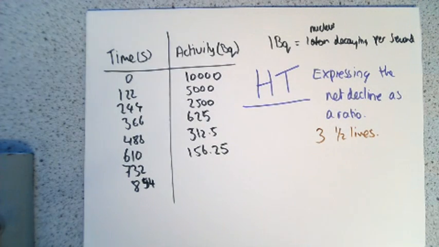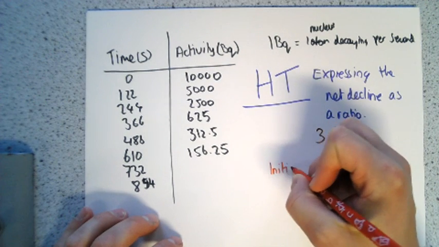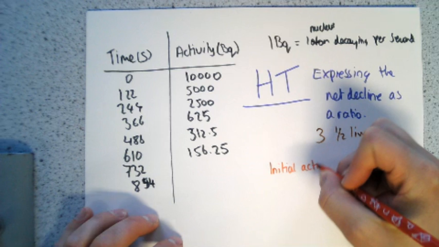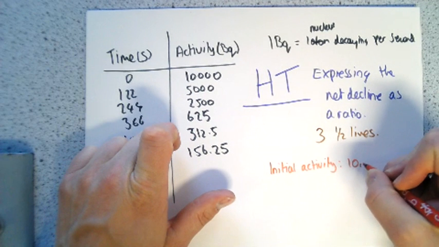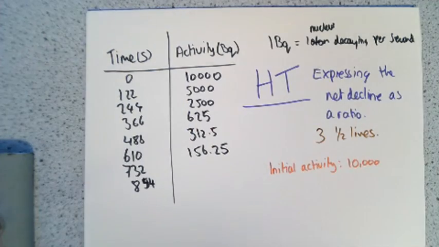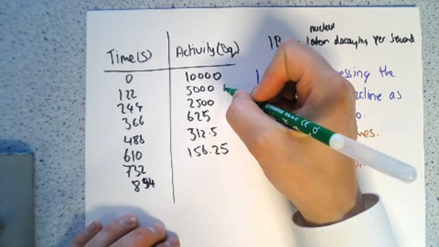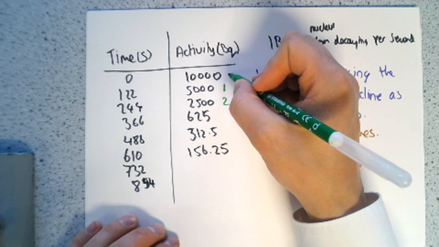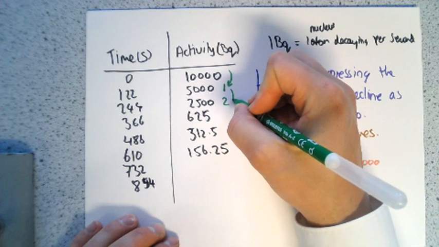So, determine the net decline, expressed as a ratio after 3 half-lives. The first thing we need to do is work out our initial activity. It started at 10,000. We then need to work out 3 half-lives from our table. This one here is 1 half-life. This one is 2 half-lives, so that's 1. This one is 2.